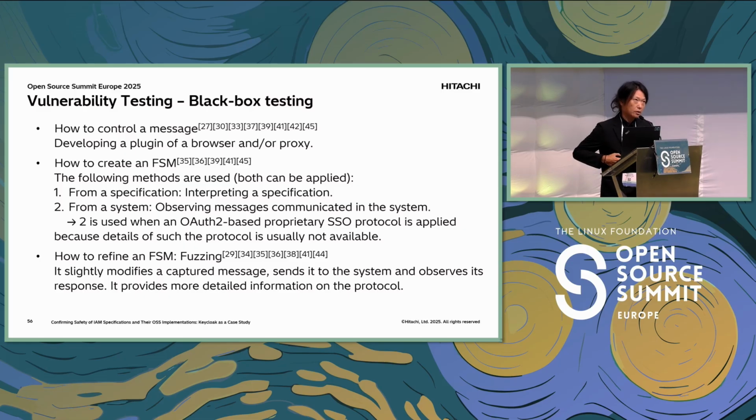And some of the research papers tried to refine this FSM by applying the method called fuzzing. Fuzzing means that it slightly modifies a captured message, sends it to the system, and observes its response to gain more detailed information about the system or underlying security protocols.